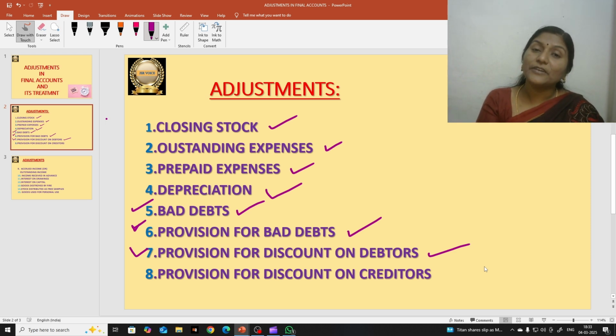We are going to deduct from debtors. If it is bad debts, we deduct under debtors. We write debtors, under that minus bad debts. If it is provision for bad debts, we write minus provision for bad debts.